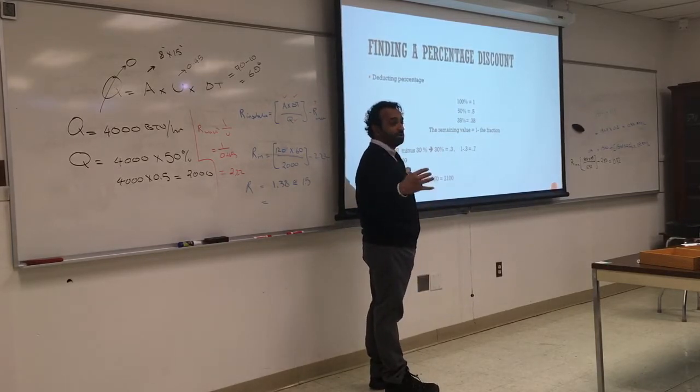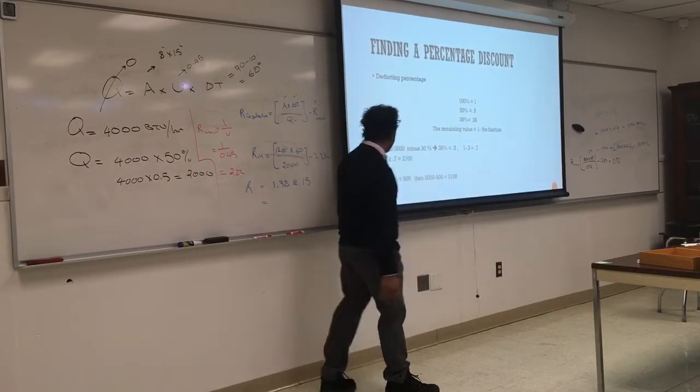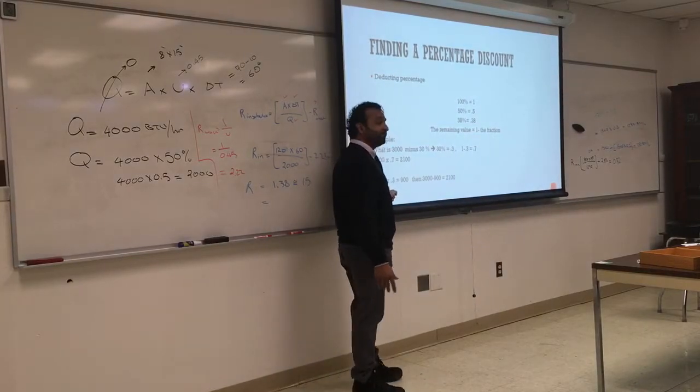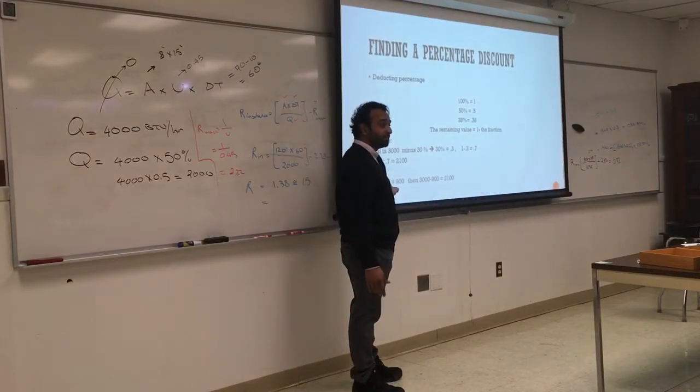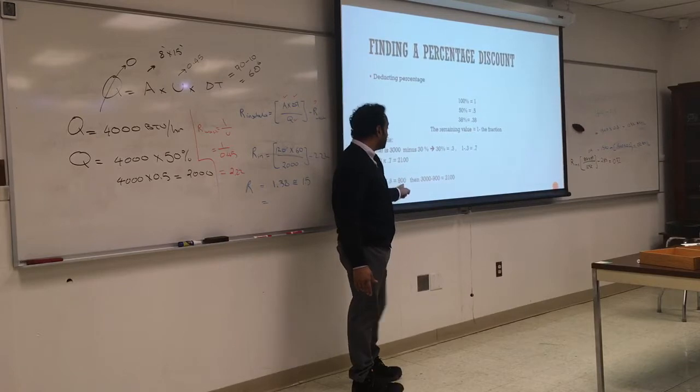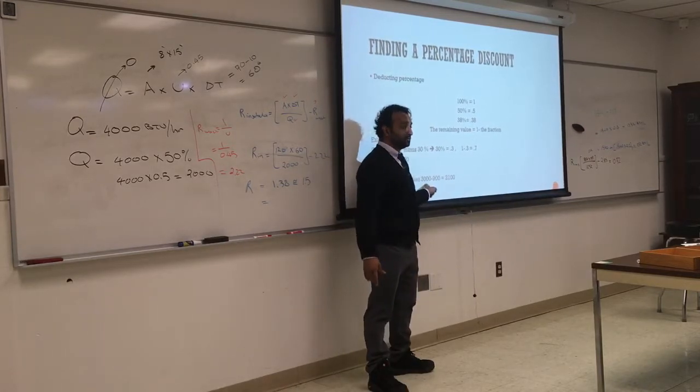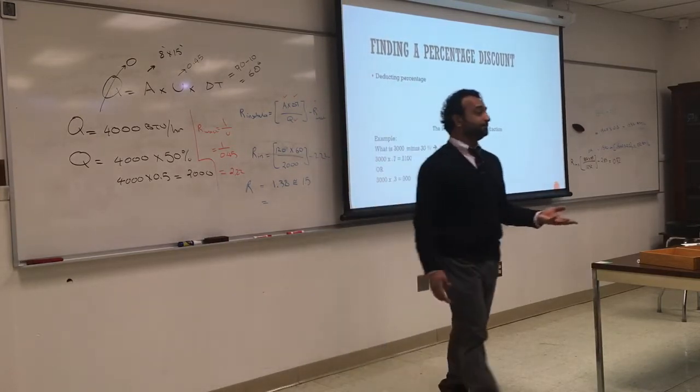Whatever works in your mind, whatever you find easy. People do things differently in their head. Or you can do 3,000 times 0.3, which is the discount rate, it's 900. Then you subtract that from the original. Like how you calculate a tip.